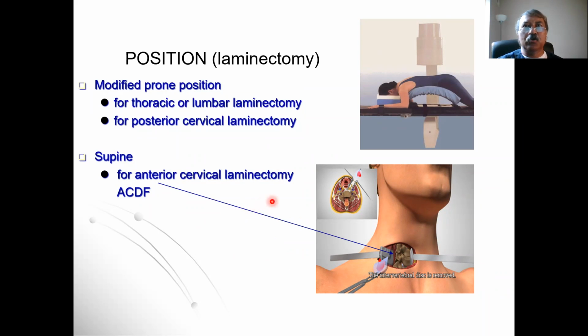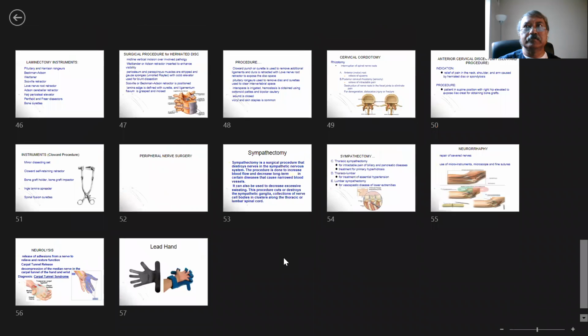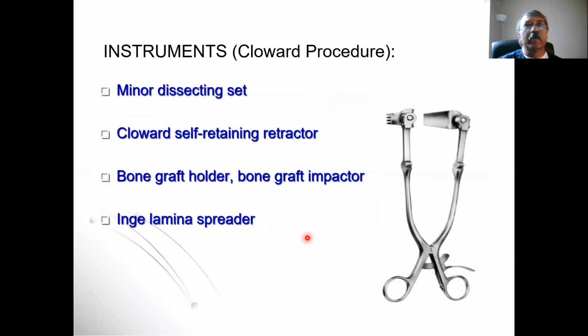rongeurs and take a slow bite at a time in order to remove this lamina from here. So instruments, we need a plain minor dissecting set with knife, tissue forceps, Metzenbaum scissors, 1 or 2 hemostats. Then we need a retractor like this, bladed, clawed, or anything that will work as this blade and prong tip.